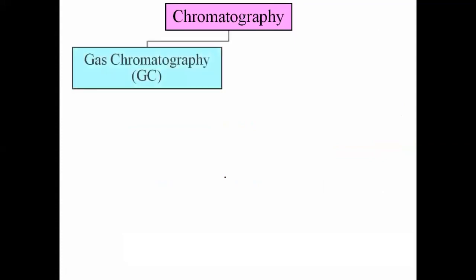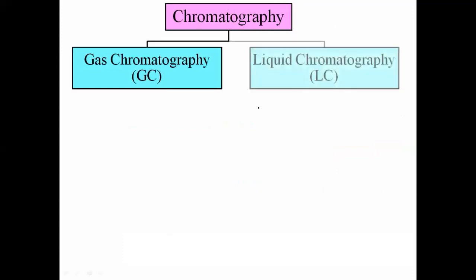Now, in the second mode, the techniques are classified based on the nature of stationary and mobile phase. Depending upon the nature of the mobile phase, the techniques are classified into two types. First one is gas chromatography, and second is liquid chromatography. If the mobile phase is gas, then it is called gas chromatography, and if the mobile phase is liquid, then it is called liquid chromatography, or in short we call it LC, while gas chromatography in short is GC.